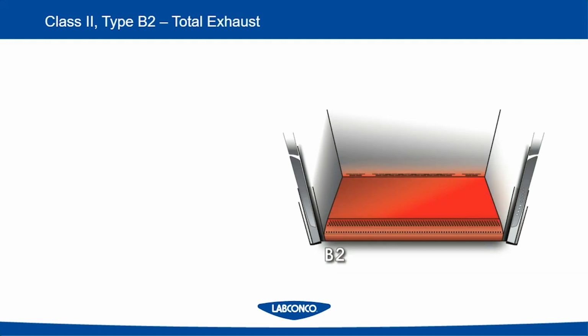Different from that one, we have the class 2 type B2. This would be considered a total exhaust cabinet, where 100% of the air that passes over the entire work surface is exhausted.